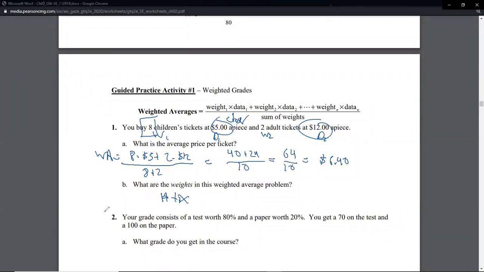So number two has the exact same question. What are the weights? So where can I do that? I'll put it up here. 2B, what are the weights?